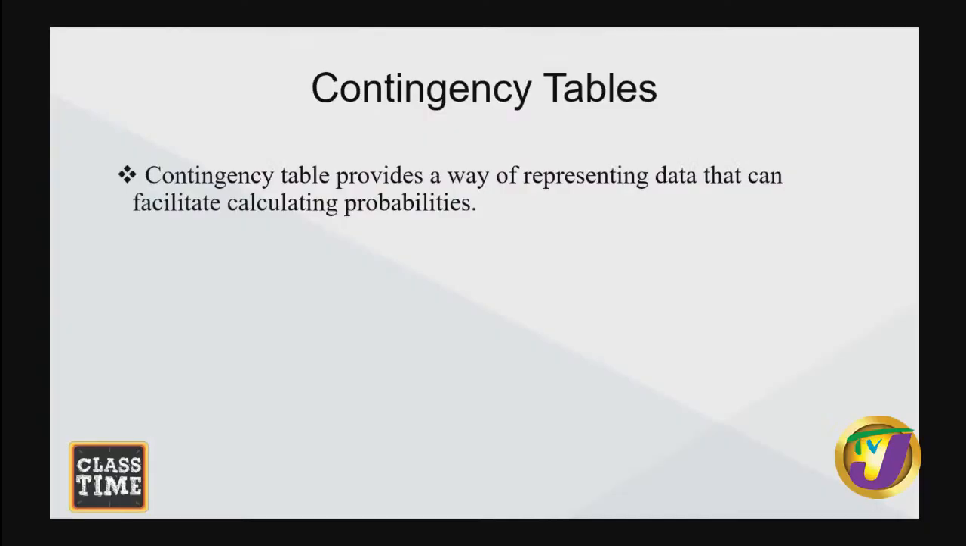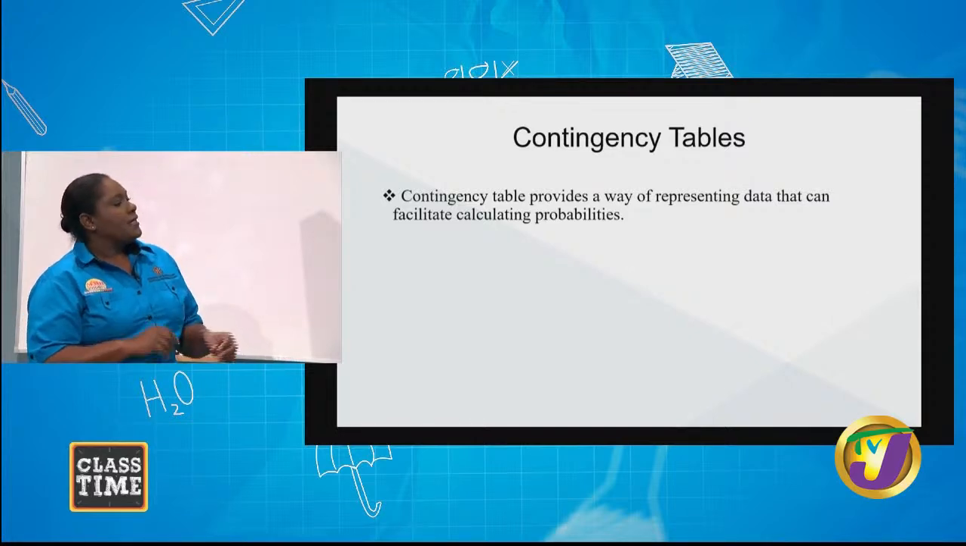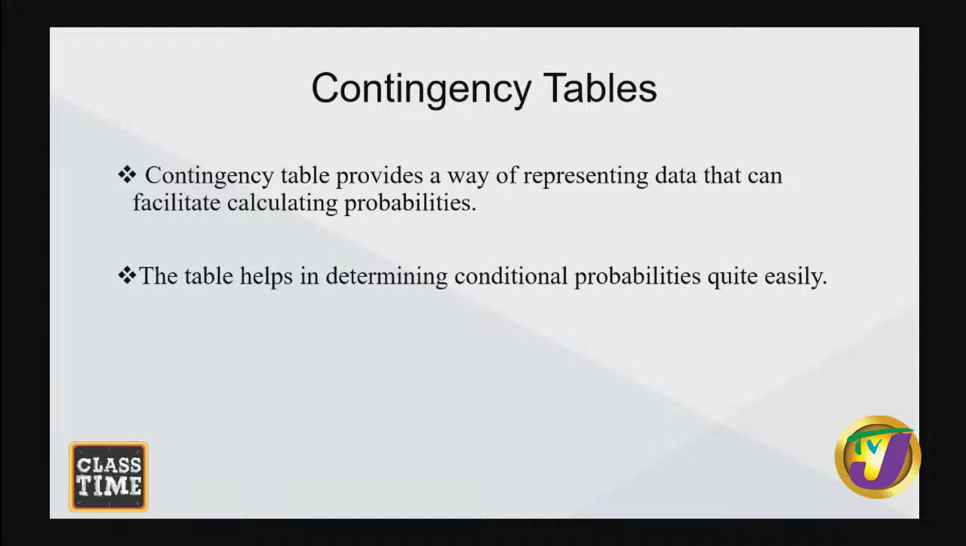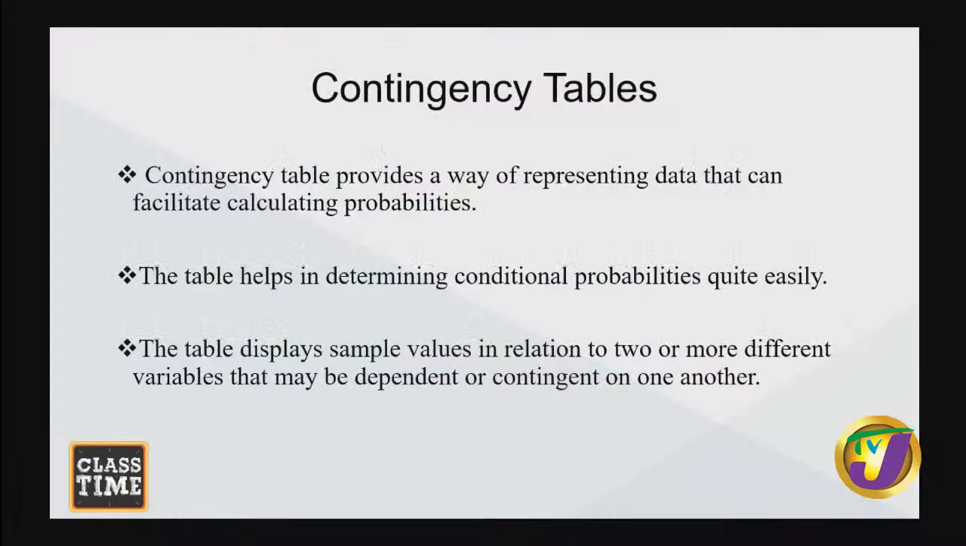Now, a contingency table provides a way of representing data that can facilitate calculating probability. In other words, it presents to us information, and we can use this information to calculate probabilities. The table helps in determining conditional probabilities easily. Whichever event we are asked to identify, we can use the contingency table to help us clarify. The table displays sample values in relation to two or more different variables that may be dependent or contingent on one another.